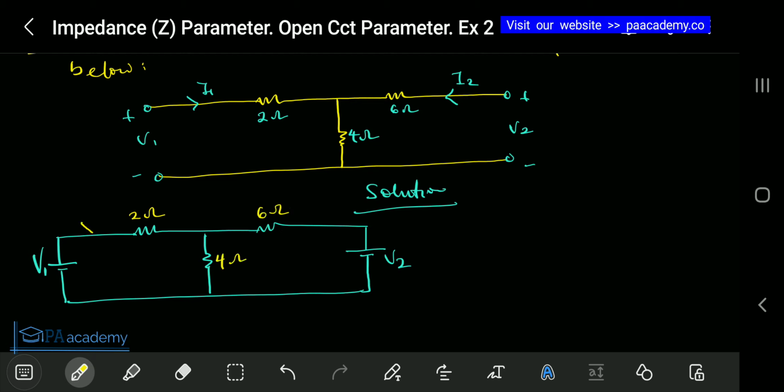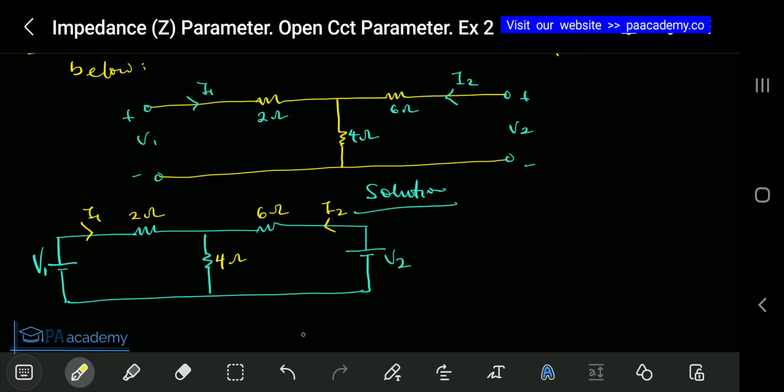And don't forget, this is the direction for I1, and this is for I2. So again, you need to pay attention to the direction. If you use the wrong direction, you still get an answer, but you will see that the polarities or signs are different, and it can become more complicated when we get to Y parameters and the other parameters.